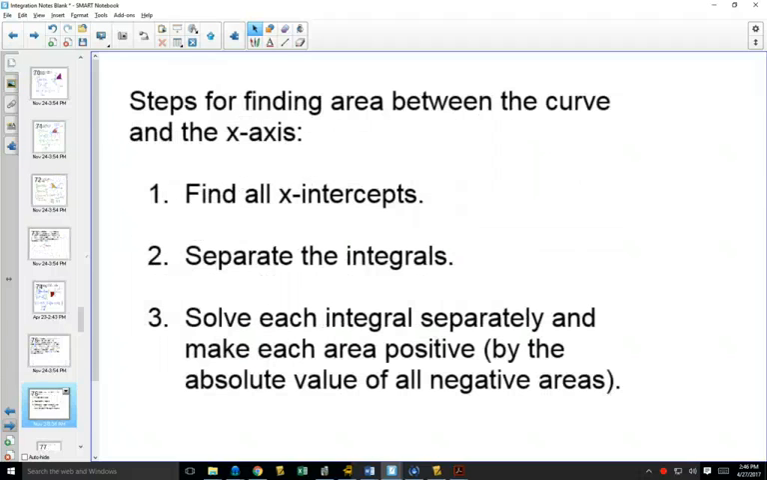Well, we have to figure out the different sections, and those different sections are going to be based on where those x-intercepts are. So we need to find our x-intercepts, then separate our integral into two different parts. One part will be negative, one part will be positive, and find each of those separately, and then we can add them together.